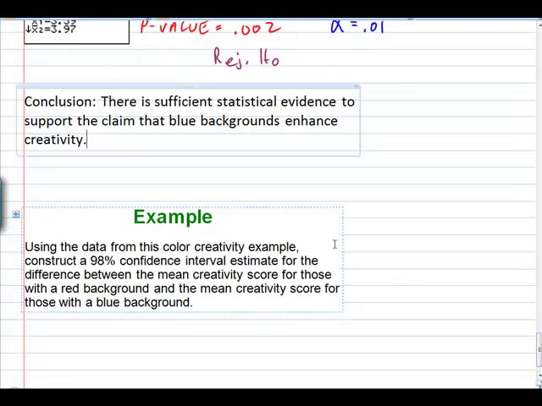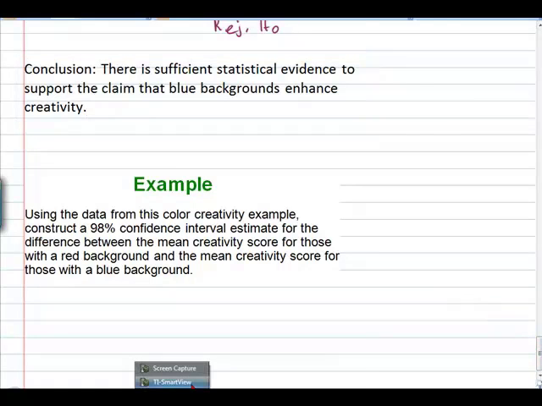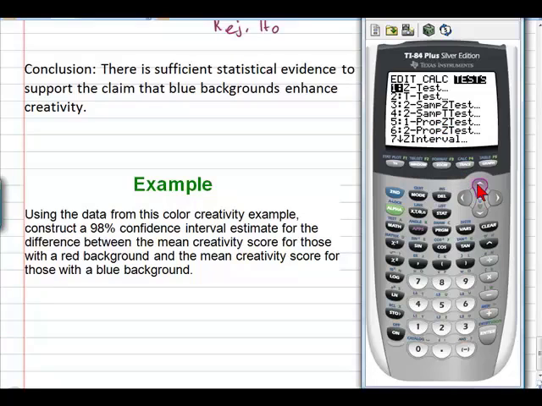Using the data from this color creativity example, let's do a 98% confidence interval. I just want to show you the difference of how things are going to look if you do a confidence interval for the same thing. Here, this is a 98% confidence interval, so we're going to go to stat, test, and now this is a 2-sample t interval. 2-sample t interval is number 0.